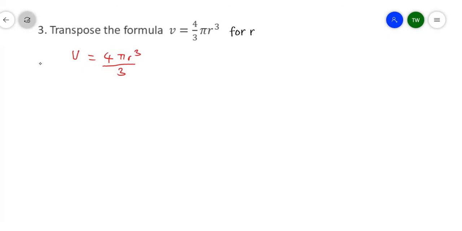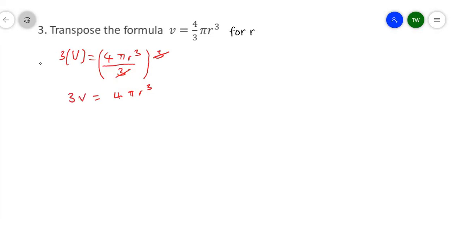How can we do that? By doing the opposite of dividing by 3, which is to multiply both sides by 3. So we're going to multiply this side by 3. And we're going to multiply this side by 3 as well. Now, notice here, 3 in the denominator will cancel out 3 here in the numerator. So what we're left with here is just the numerator of the fraction, which is just 4 pi r cubed. And over here, 3 times v gives us 3v.